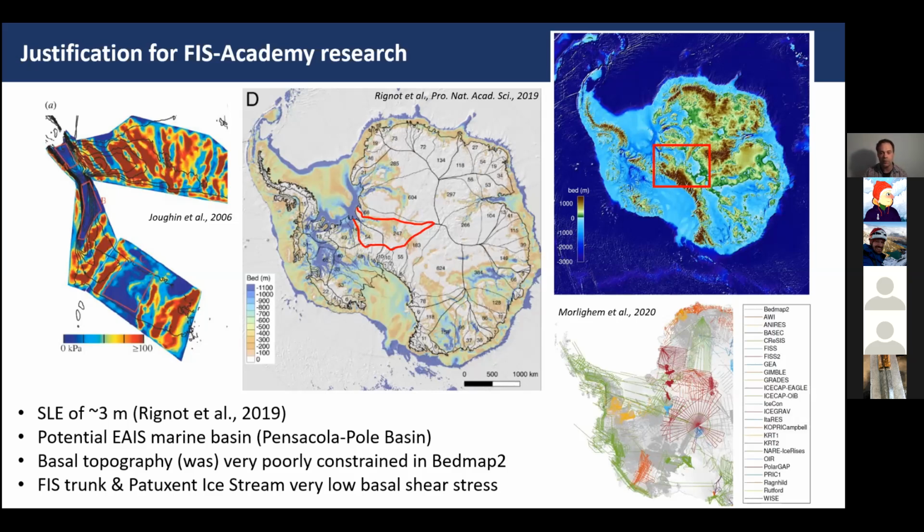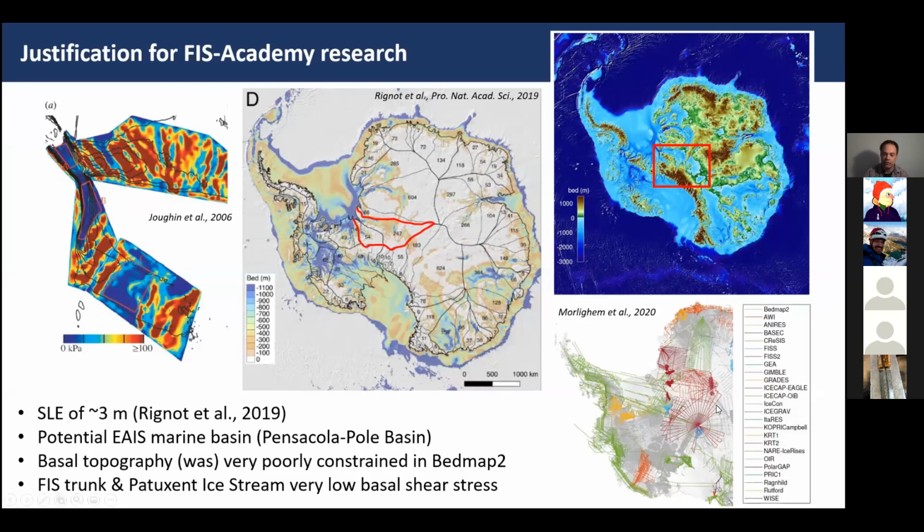Obviously now we have the BedMachine product, which came out at the end of last year into the start of this year. I've put a red box around that area to show you where the Pensacola-Pole Basin extends. You can see it's below sea level, with an average, I think, from Guy's papers, as we'll find out a little later, of about 500 meters below sea level across the whole thing. But not all of it, if it deglaciated, would be below sea level because of isostatic adjustment.